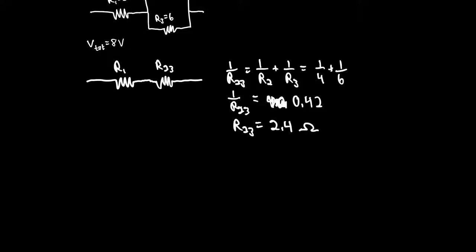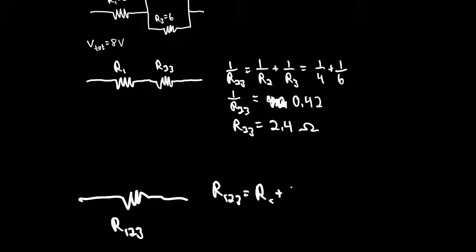Okay, how do I add R1 and R23? Just straight up add them? Why can't I just straight up add them? Because they're in series. Add them. R123 is R1 plus R23. R1 is 2. R23 is 2.4. So what's R total? 4.4 ohms.